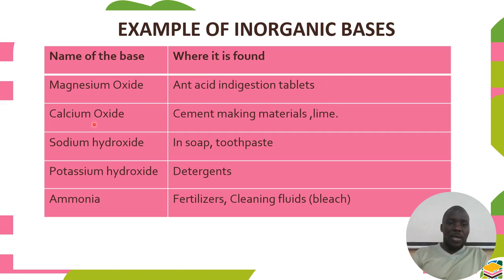We have also calcium oxide. You can find it in cement materials as well as lime. Sodium hydroxide in soaps and toothpaste, potassium hydroxide in detergents, ammonia in fertilizer and cleaning fluids.